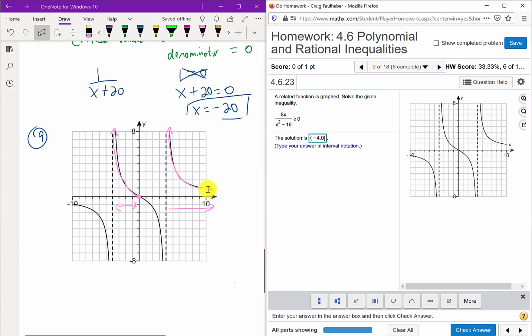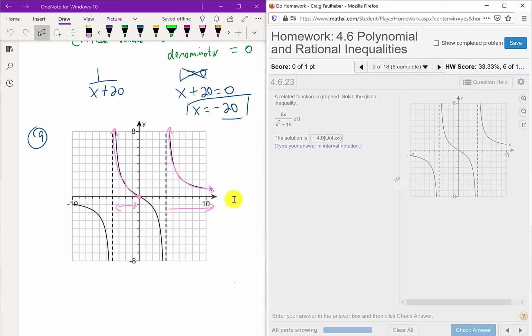Now we have a second interval over here we need to write down as well. So I'm going to use a union, and this interval goes from +4 off to infinity. That looks like a good answer.